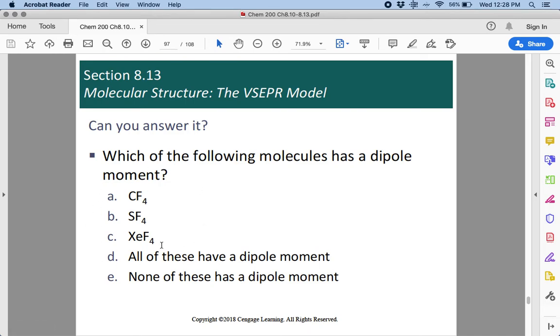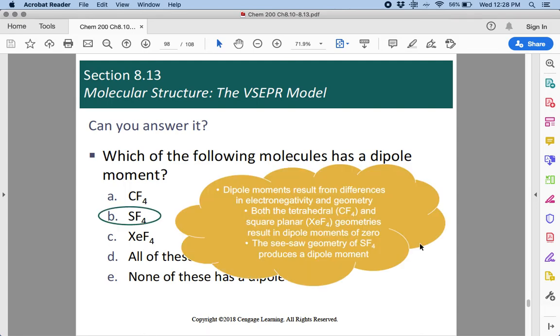Which of the molecules has a dipole moment? Again, drawing them out. Pause your video here. We see that SF4 is our best option in this case. And if we do out our geometry, we'll see that we have a molecular geometry which is seesaw.